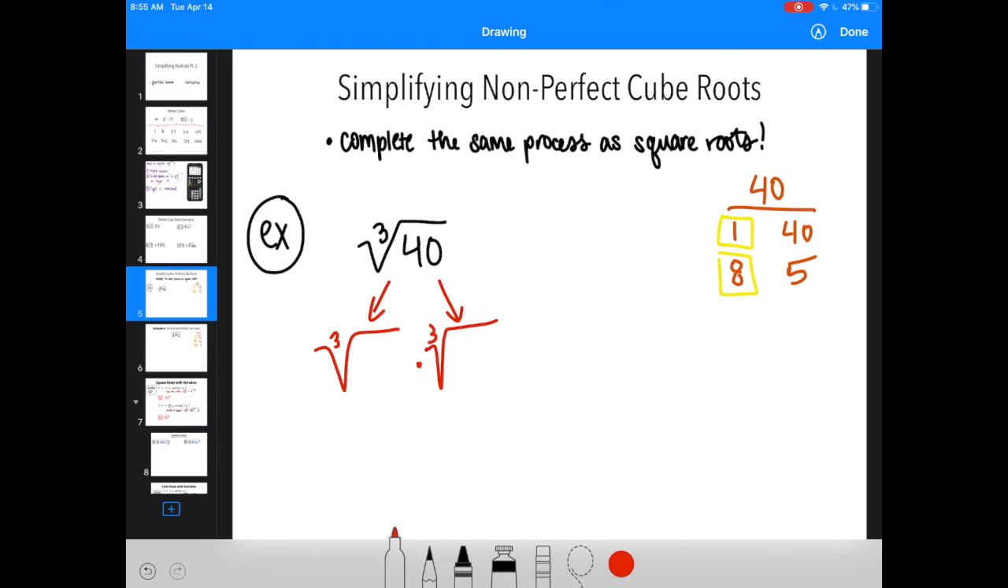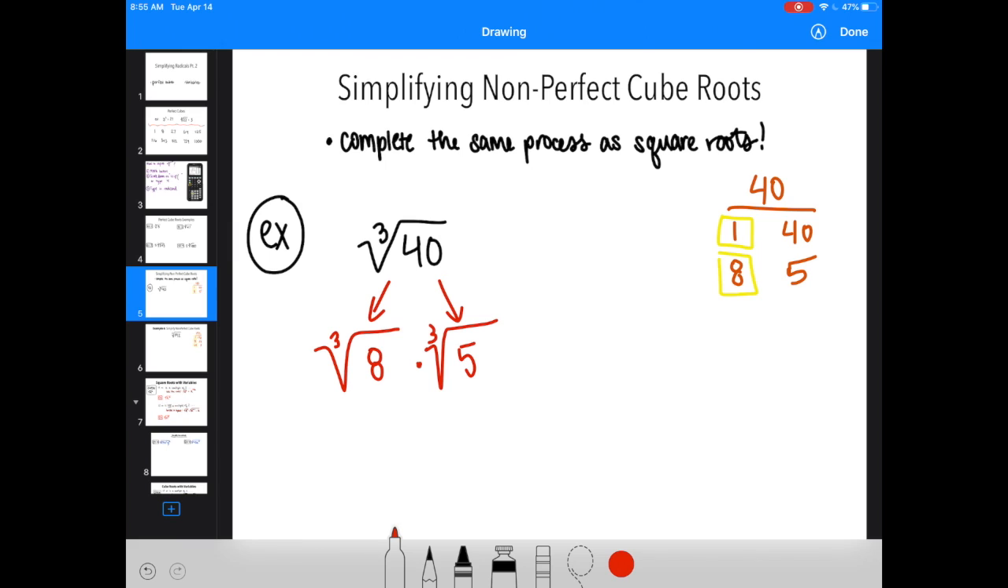Remember earlier when I said, hey, it's nice to have those perfect cubes off to the side? This is why. So I make my list of my multiples of 40 that are cube roots. I could break that up into 1 and 40, but that's not going to help me. But if I break it up into 8 and 5, well, 8 is a perfect cube. So I'm going to use those two. I'm going to break it up because if I take the cube root of 8 multiplied by the cube root of 5, that will get me back to my original problem. So that's why we're allowed to do this.